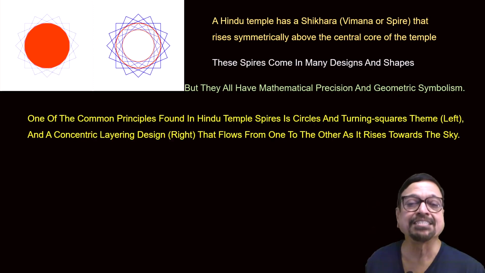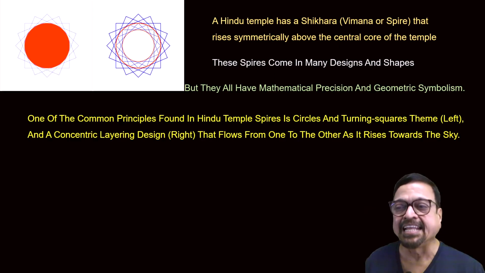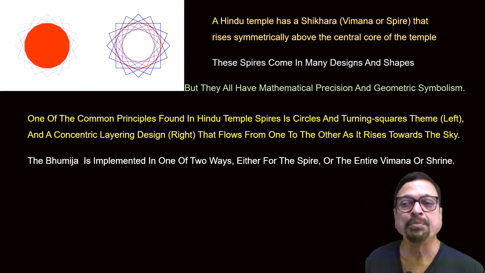When we are seeing this, just like an opening in the sky, how symmetrically it is designed. One of the common principles found in the Hindu temple sphere is a circle turning into a square theme, that is from the left side, and a concentric layering design, that is the right. We are showing you two, left and right, which is either a square theme or a concentric sphere theme. Now these are the layers that flow from one to another as it rises up, so it becomes narrow like a pyramidal shape. So Bhumija is implemented in one of these two ways.